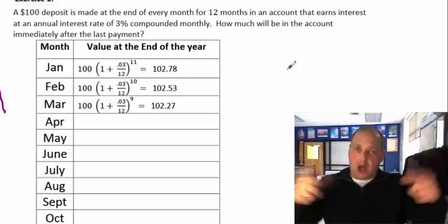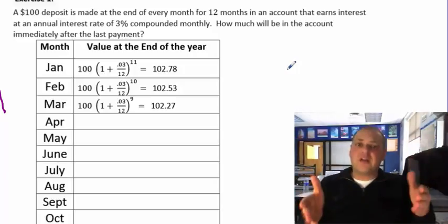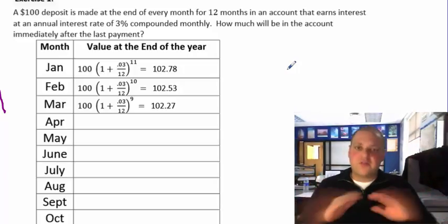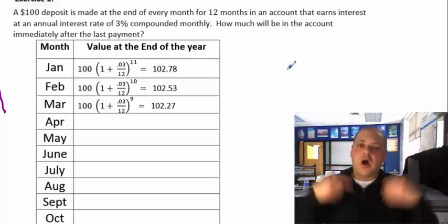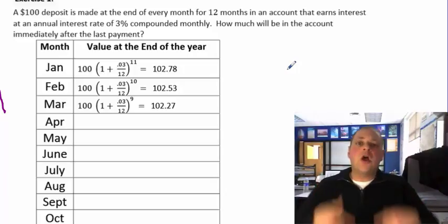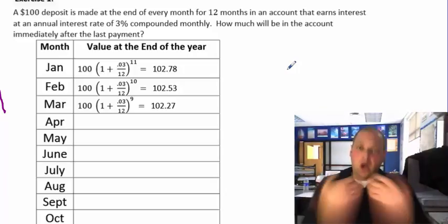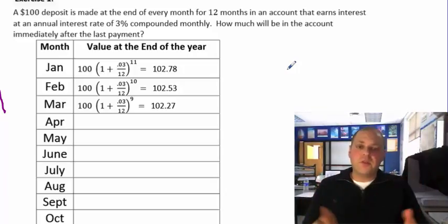Now in the recall, the first thing we just did, $1,000 was put in and that was it. $1,000 done, right? We're not adding every month. Now we're adding money every month. So 100 is put in at the end of January, 100 is put in at the end of February, 100 at the end of March, so on and so forth.